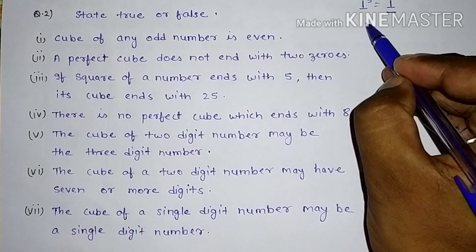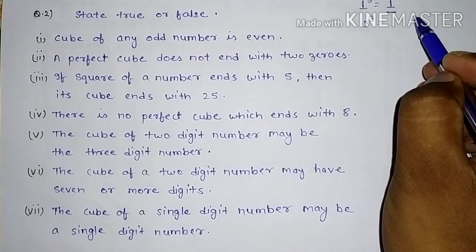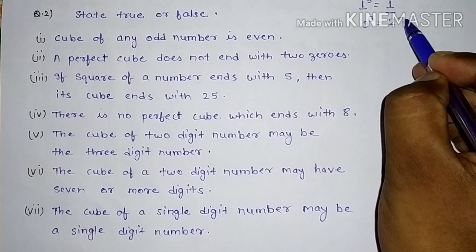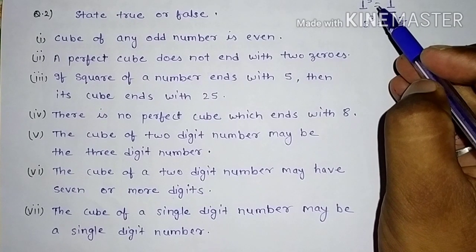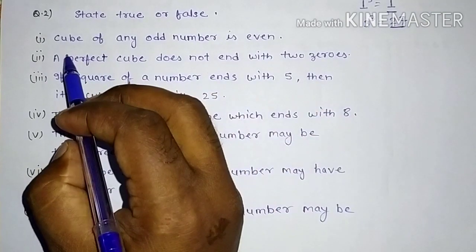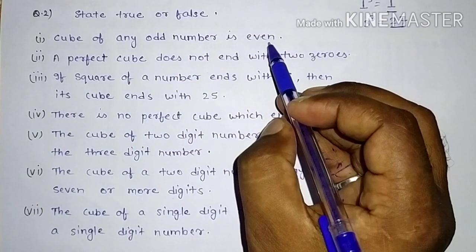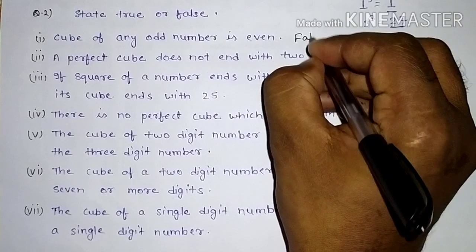Take 3, 3 is also an odd number. So the cube of 3 is 3 into 3 into 3, that is 27. 27 is also an odd number. So the cube of an odd number is an odd number. But the statement is that the cube of any odd number is even. So this is a false statement. So we can write this is a false statement.